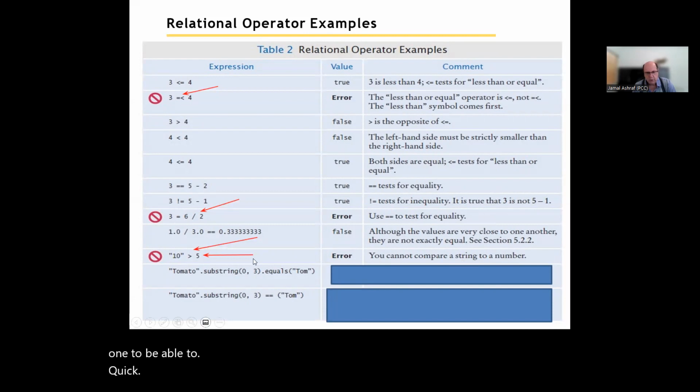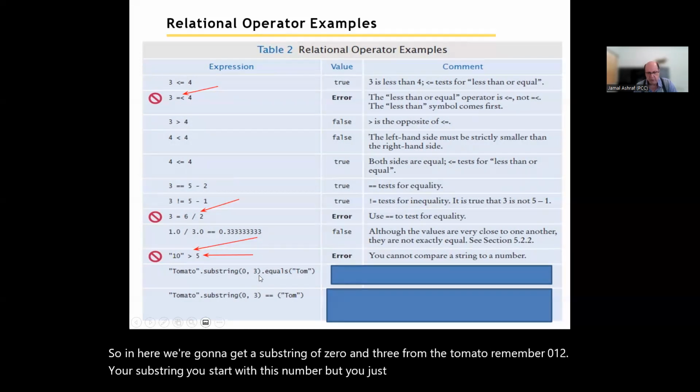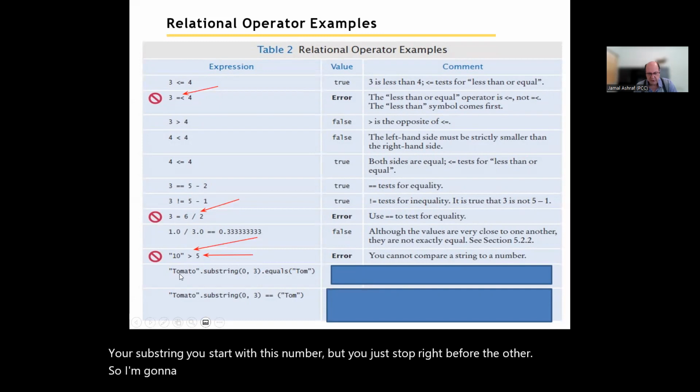All right. So in here, we're going to get a substring of 0 and 3 from tomato. Remember, 0, 1, 2. Your substring starts with this number, but stops right before the other one. So I'm going to get Tom out of this, and we are using the equals method to check if that's equal to this.